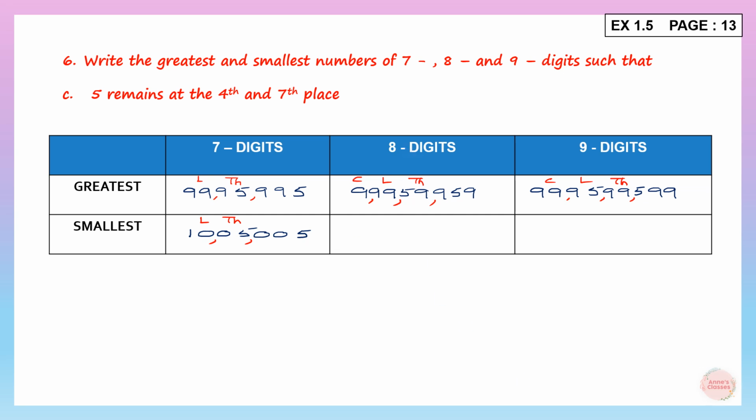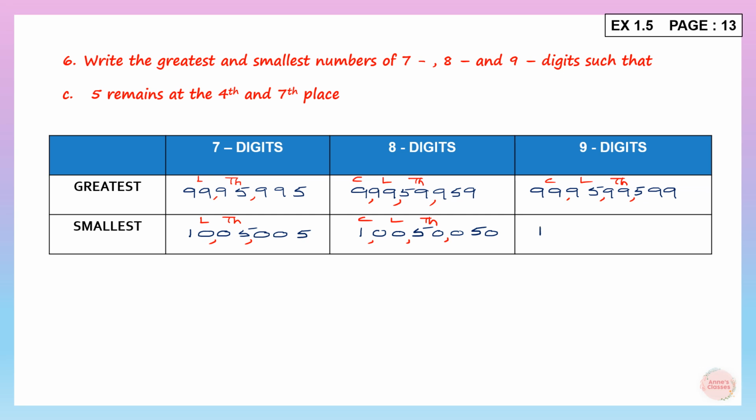Now the smallest 8-digit number, 1 followed by 7 zeros. Now we have to put 5 in the fourth and seventh place. So 1, 2, 3, 4, that's the fourth place. 5, 6, 7 is the seventh place. So replace the zeros with 5. So we have 5 here and 5 here. Now let's put the commas here. Ones, tens, hundreds, thousands, 10,000s, lakh, 10 lakh, and this is crore. So now let's read the number. We have 1 crore 50,050.